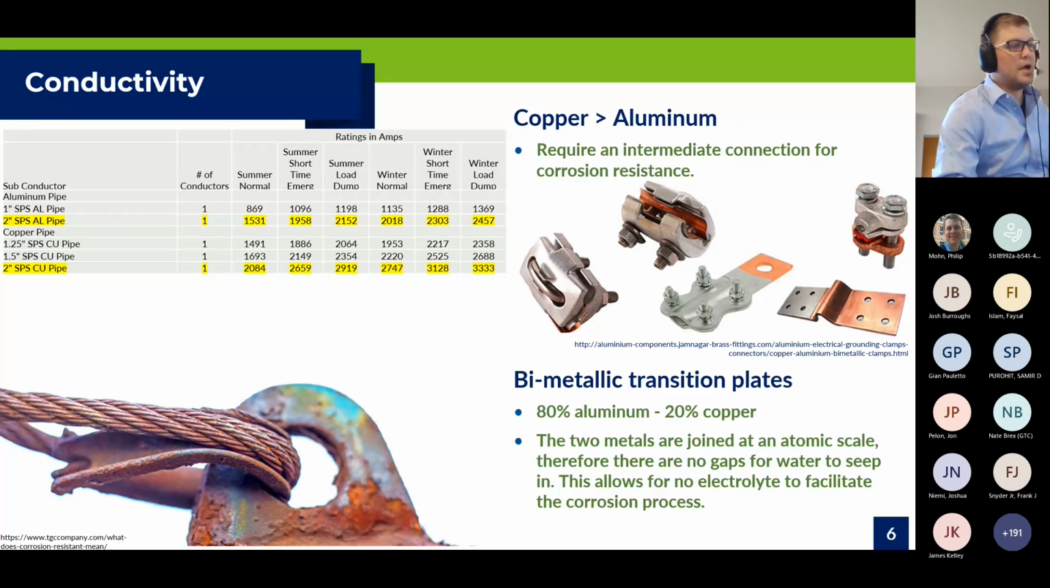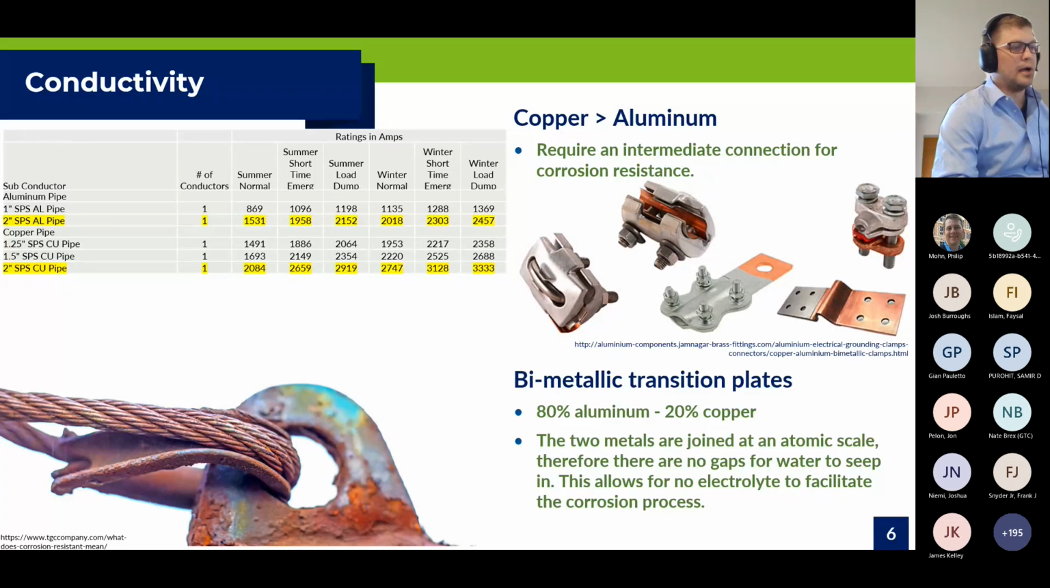So in situations where this may happen, you'd see it, say, on an overhead dead end structure, where you have your steel line or aluminum coming over the top and down the structure, and then your ground grid is usually consisting of copper. This would be a situation where you'd want to have something called a bimetallic transition plate. That is where you're joining the aluminum and copper at the atomic scale, so that if you put an X-ray up to it, there are no air gaps or holes for water to seep in. And this allows for no electrolyte to facilitate the corrosion process.